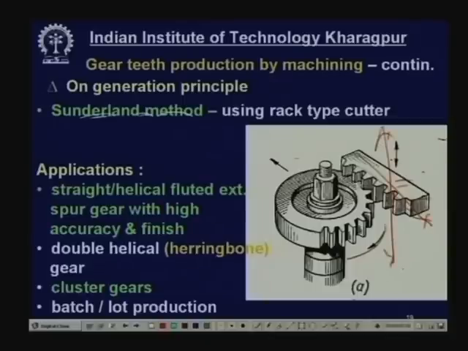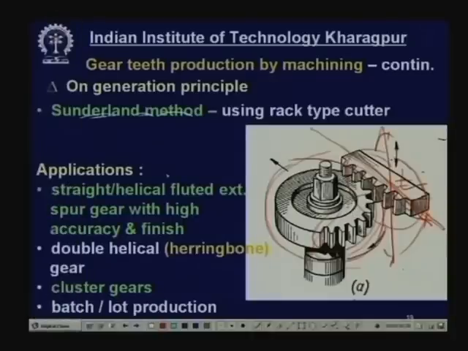This will enable production of involute bounded, say, 4 or 5 teeth in one stroke, one spell. Then if there are 40 teeth, and 4 teeth can be made in one spell, this has to be indexed 10 times. But even then the productivity is quite big, and the surface finish is good.